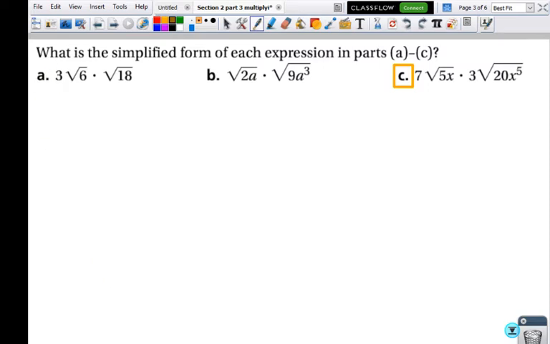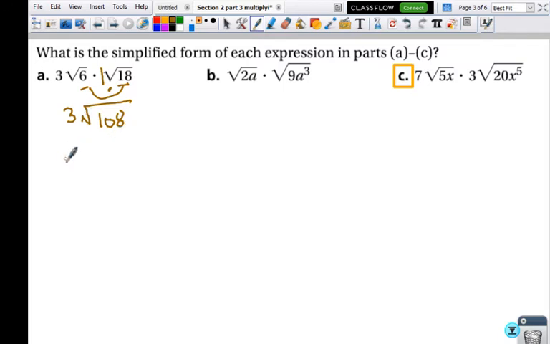Alright, so let's do part A. On part A, I have a 3 in front of my first one. What's in front of this other one? There's a 1. If you don't see anything, it's a 1. So 3 times 1 is 3. And then the square root of 6 times 18, which is 108. So I multiplied the outsides, and now I'm multiplying the insides together, 6 times 18, which is 108.